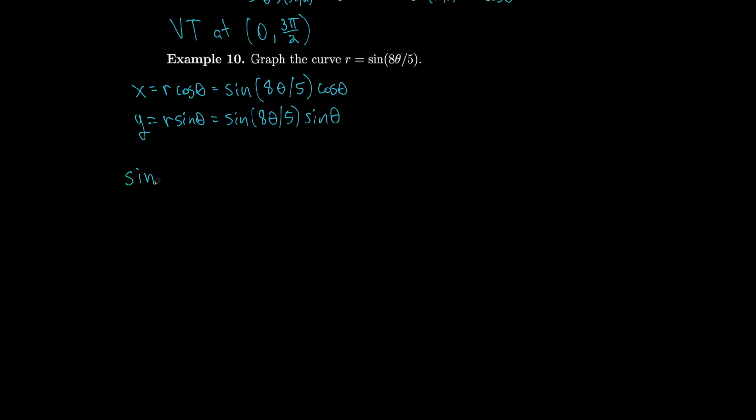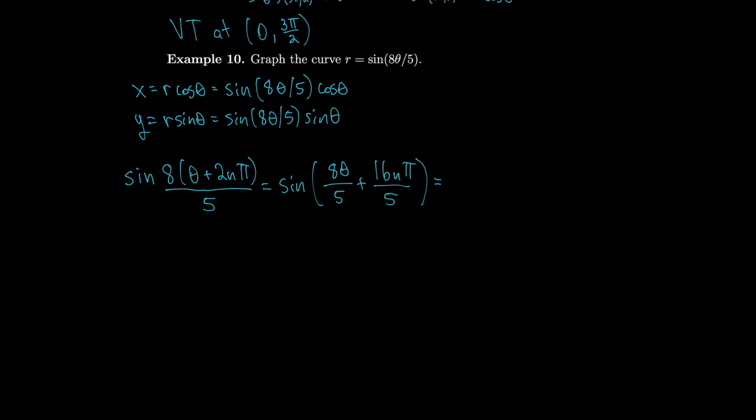So we would be looking at sine of 8 times theta plus 2n pi, over 5. This would have to be equal to sine of 8 theta over 5, because if it takes 2n pi to trace out our entire curve, then it should take 2n pi to get right back to where we started. So sine of 8 times theta plus 2n pi, over 5 must be equal to sine of 8 theta over 5. However, this is equal to sine of 8 theta over 5 plus 16n pi over 5, just by distributing the 8. So that must be equal to sine of 8 theta over 5.